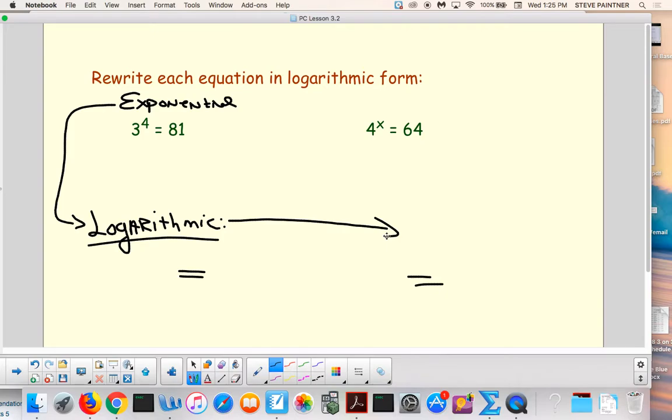Katie, what do you think about this one from here to here? Log what? You always say log base. What base do you want? Which one's the base up here? 3. Yeah, 3 is the base. So you'd say log base 3 of 81 equals 4.